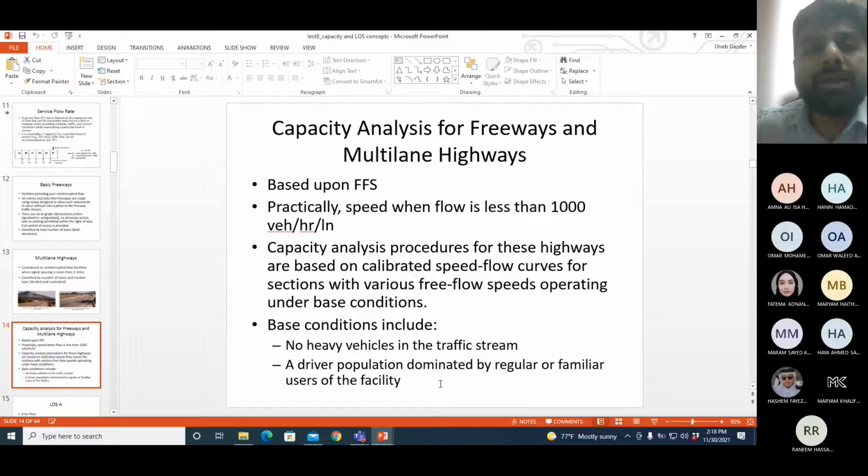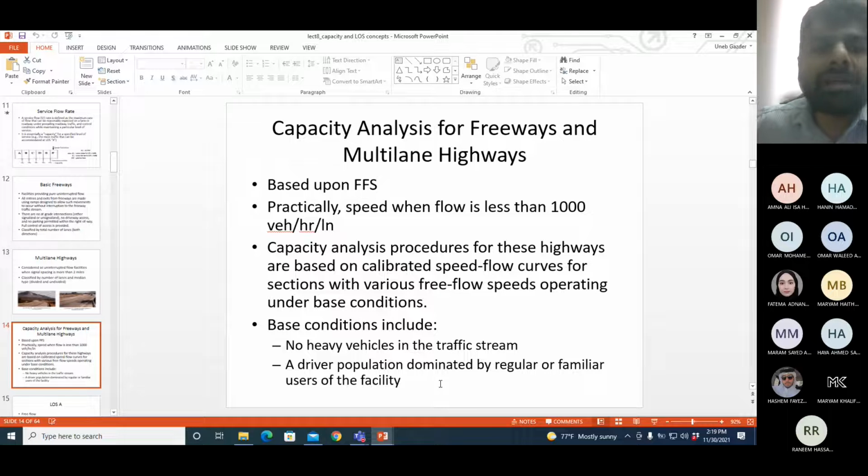The second one is the driver population is dominated by regular and familiar users of the facility. Facility meaning the highway. So they are saying most of the drivers, almost all the drivers are regular and familiar with this highway. They are regular users of the highway and they are familiar with the highway.